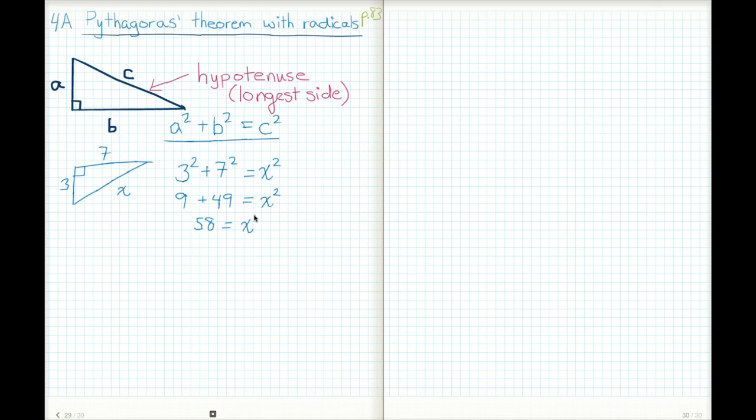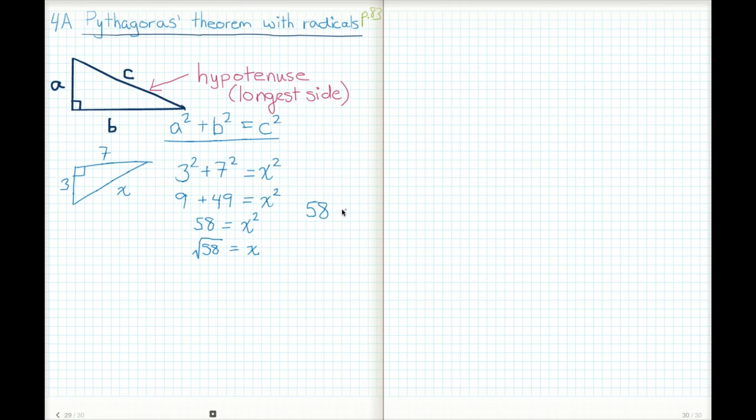Equal to x squared. And then I square root both sides. Officially, when I square root something, I should get a positive and negative answer, but we're going to ignore the negative answers for right now because it's a length and I know that's not going to be negative. So I get the square root of 58. Before I go on, I should look to see if I can simplify that any further. So we have to look for perfect squares.